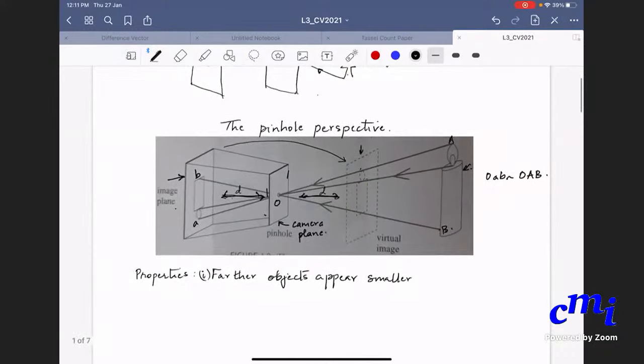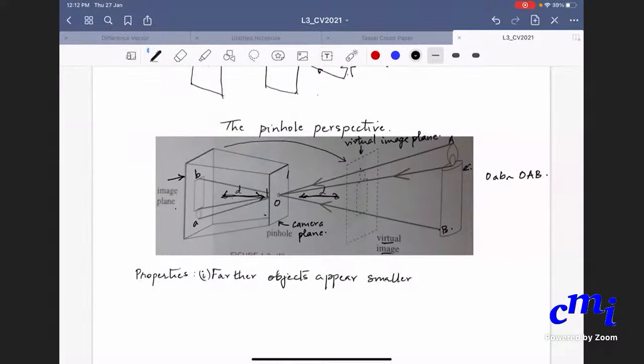Oftentimes it is easier to talk about this plane rather than the image plane itself. So what is the difference between the image plane and this? This is called the virtual image, or this plane is called the virtual image plane, or simply the virtual plane. What is the difference between the image plane and the virtual image plane? Not much. The image plane is the actual screen, and the image appears inverted on it, whereas the virtual image plane is just a convenient way to describe the image plane.